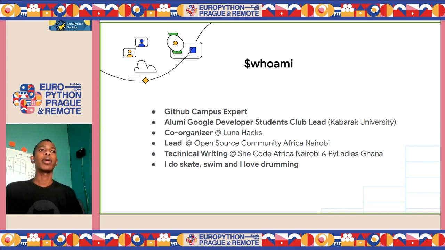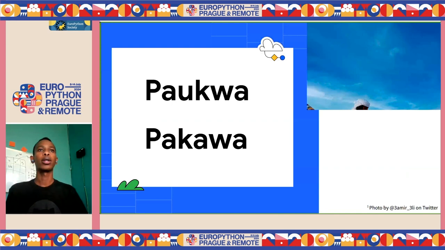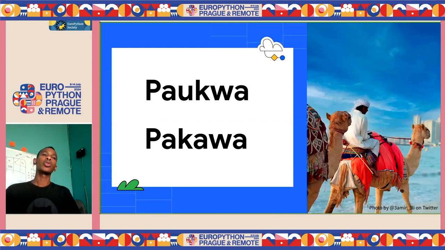So who am I? I am a GitHub Campus Expert, and I'm also an alumni for the Google Developer Students Club lead. I co-organize a hackathon in Kenya called Luna Hacks, and I also lead the Open Source Community Africa Nairobi chapter. I am passionate about diversity, equity, and inclusion. Hence, I dedicate my technical writing skill towards writing for She Code Africa Nairobi and PWDs Ghana. I do skate and swim when I'm not talking at conferences or writing code, and I also love drumming.